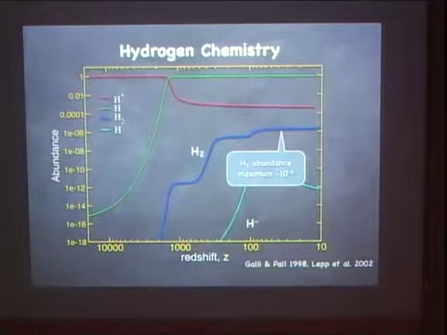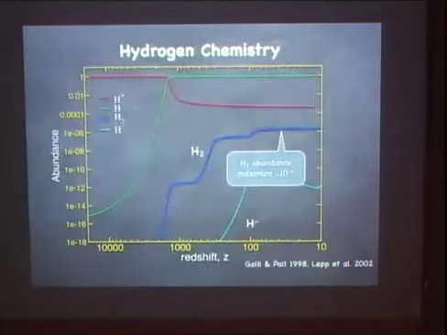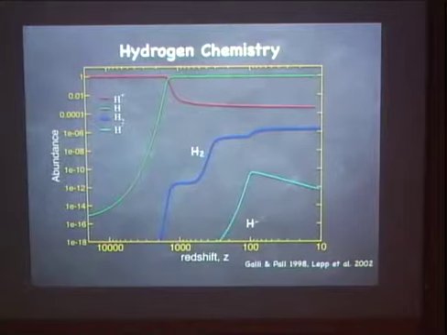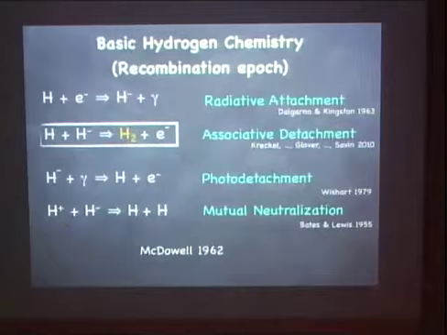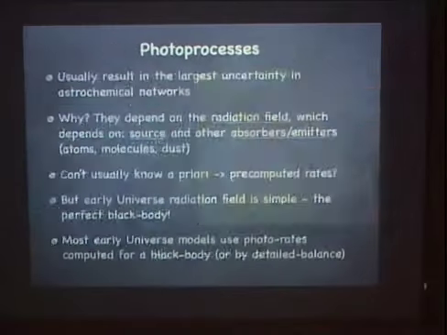A number of people have done these kinds of calculations. Let's go back one second. The important thing here is H-, whose abundance rises really quickly because the efficiency of photodetachment declines rapidly as the universe expands. So what's important in the early universe chemistry is understanding photo processes.